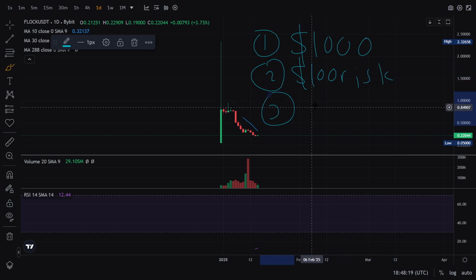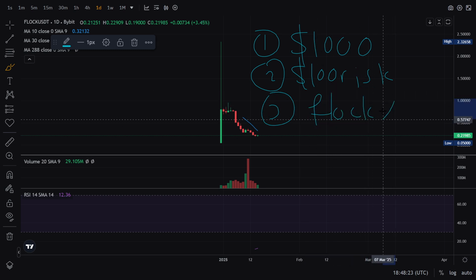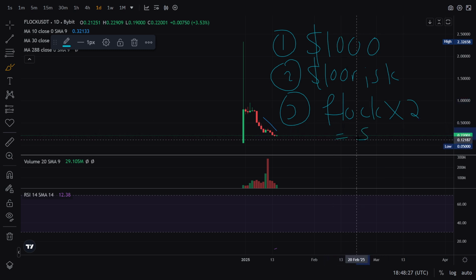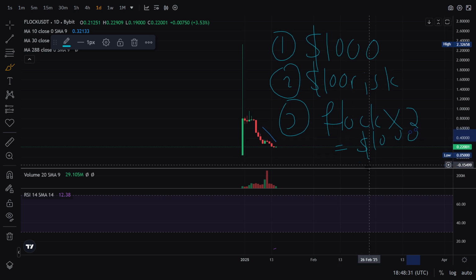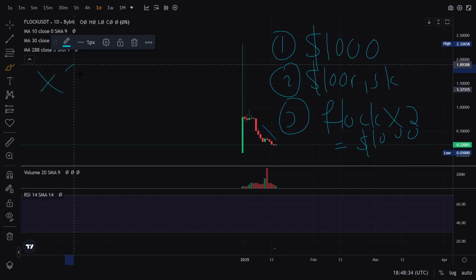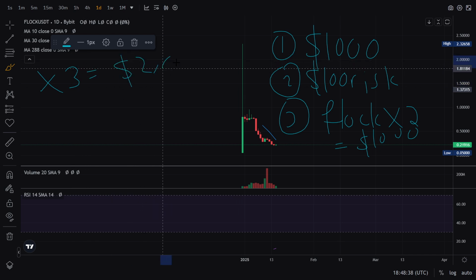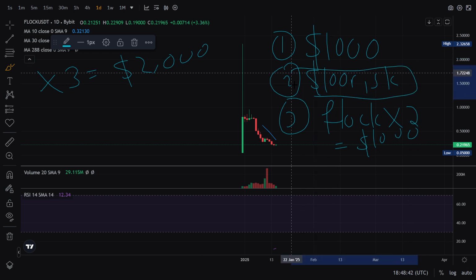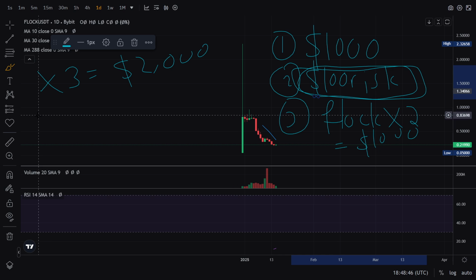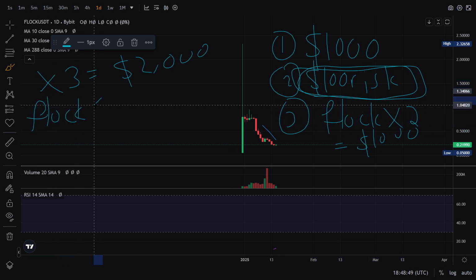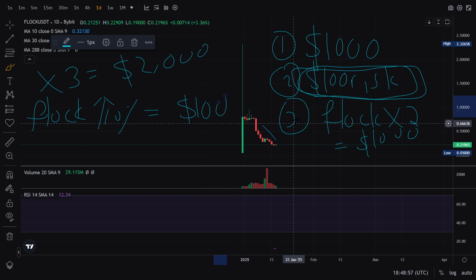Number three, if Flock 2x's, you get $1,000. If Flock 3x's, you get $2,000. All the while, you're risking only about $100 here. You see? So every time Flock goes up 10%, you make $100. So that is how you trade on 10x leverage. And it is just so easy, you guys. I would say the chance of Flock going to zero is a very low probability, and the chance of Flock doubling or tripling at this level is actually quite high.